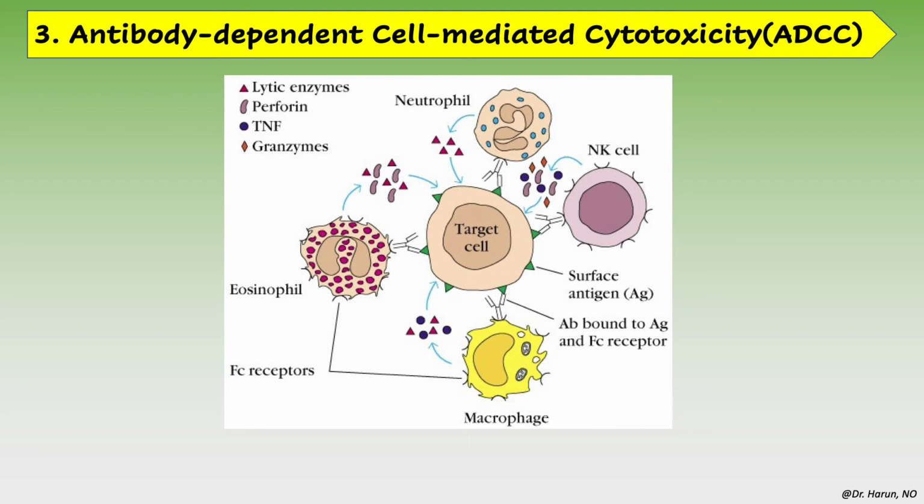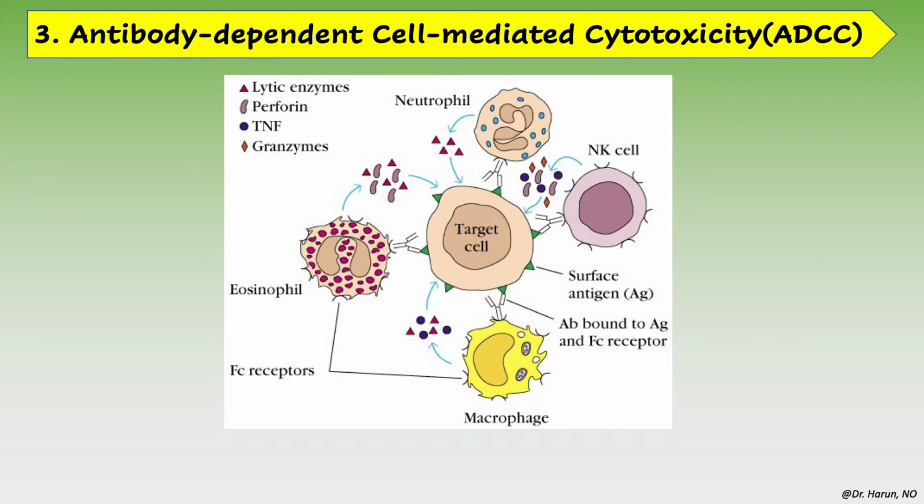And this one is antibody-dependent cell-mediated cytotoxicity or ADCC. As you can see, we have the combination of the neutrophil, the NK cells, and the target cell. This is the target cell, meaning the foreign molecule or antigen, and also we have the eosinophil, and not forgotten the macrophages. They are working together in order to get rid of that particular target cell or the antigens that get into our body system.